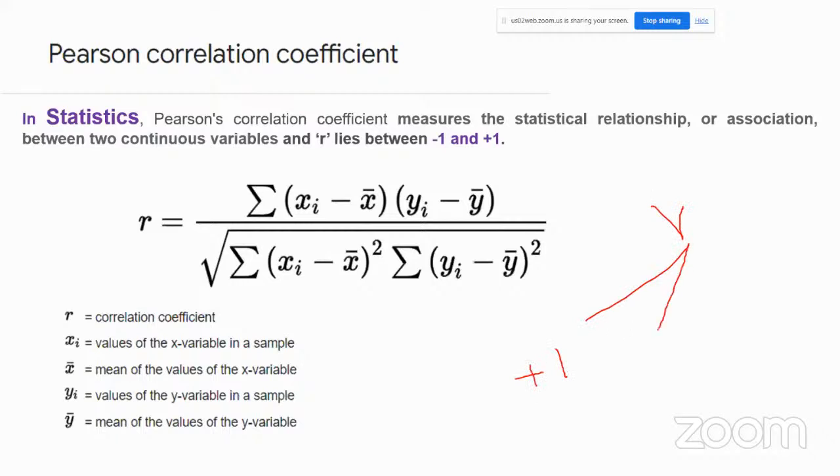Positive correlation means the R value is positive. Negative correlation means the R value is negative. Perfect negative correlation means the R value is minus 1. Whenever the R value is 0, then it is called uncorrelation. So these are the various types of correlation, but obviously the correlation coefficient lies between minus 1 and plus 1.